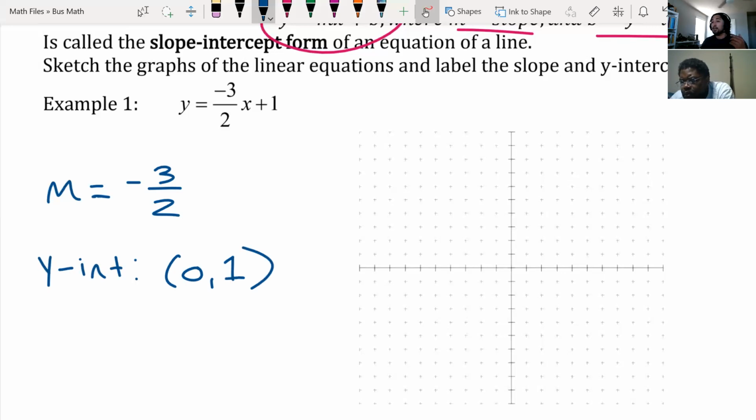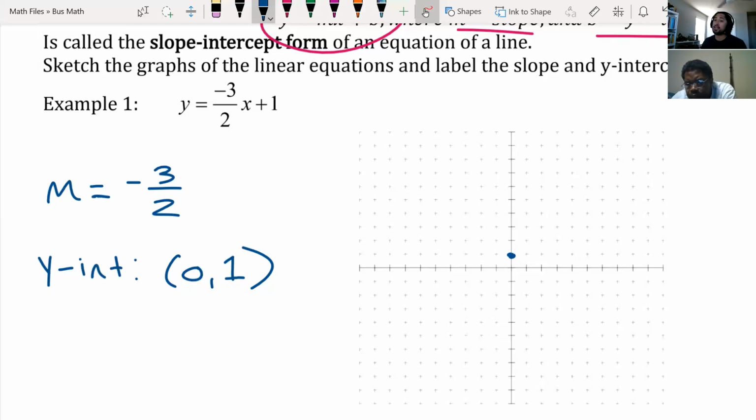Okay. So now we have our slope. Now we have our y-intercept. Let's go ahead and graph it. So let's go ahead and find out where the point 0, 1 is. And that's going to be right here. There's my point, my y-intercept 0, 1. And now we're going to use the slope to graph the rest. This is -3/2. Now, if we're graphing by the slope-intercept form, then we are going to use rise over run.